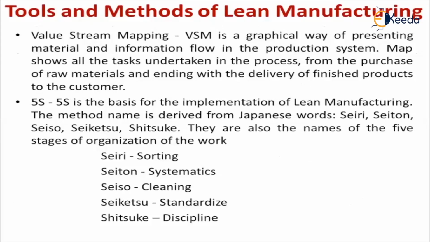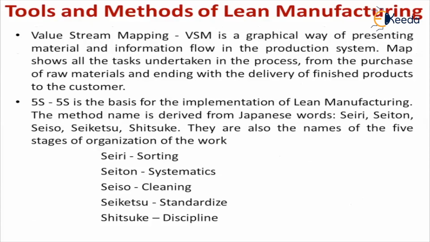So what are the tools and methods of lean manufacturing? One is value stream mapping. It is the graphical way of presenting the material and information flow inside a production system. By mapping all the tasks, we can find out where the waste is. From start to end, we are going to analyze and find out the waste.